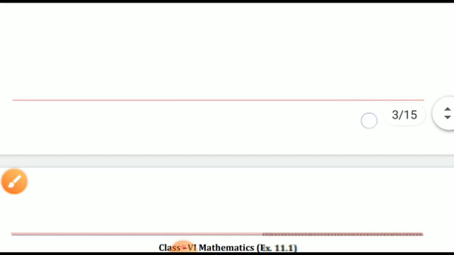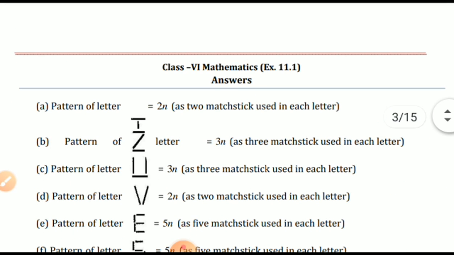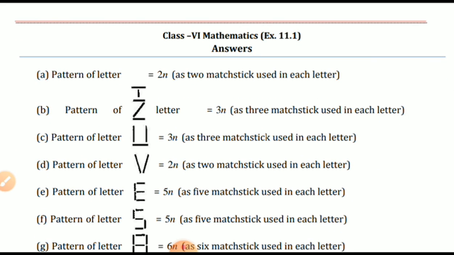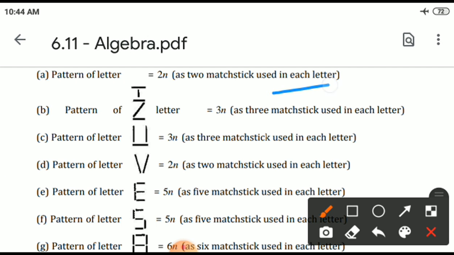Look here for the first answer, exercise number 11.1, standard 6 mathematics. Making a pattern of letter is equal to 2n, as 2 matchsticks are used in each letter. Yes, my dear student, for T, we need 2 matchsticks, 1 and 2nd. Can you write like this way? Suppose this is a matchstick. Isn't it? Correct.